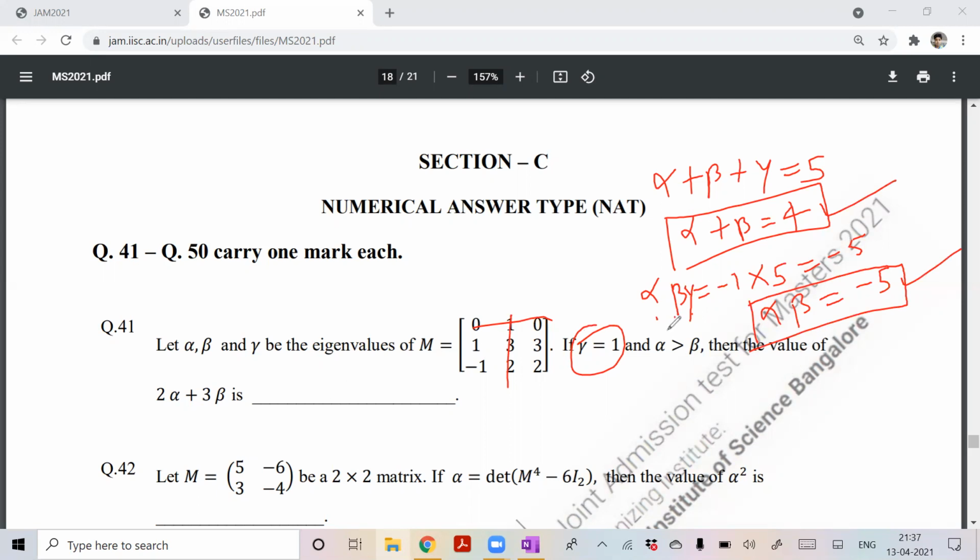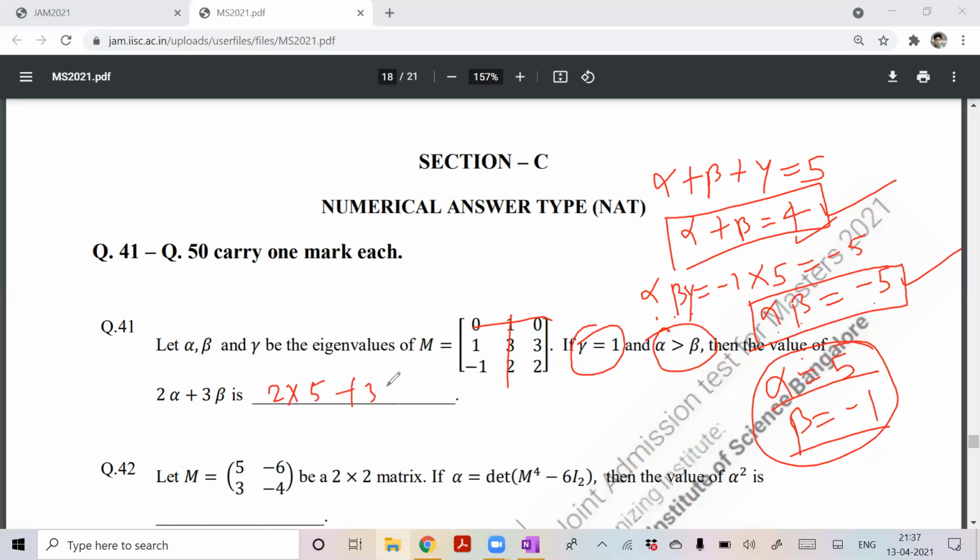And we are given alpha is more than beta. So 5 minus 1 is 4, and 5 into minus 1 is minus 5. So alpha must be 5 and beta must be minus 1, because 5 minus 1 is 4 and 5 into minus 1 is minus 5. Alpha is 5, beta is minus 1. So they asked us 2 alpha plus 3 beta. So 2 into alpha, which is 5, plus 3 into beta, which is minus 1. So it is 10 minus 3, which is 7. So the answer is 7 for question 41.